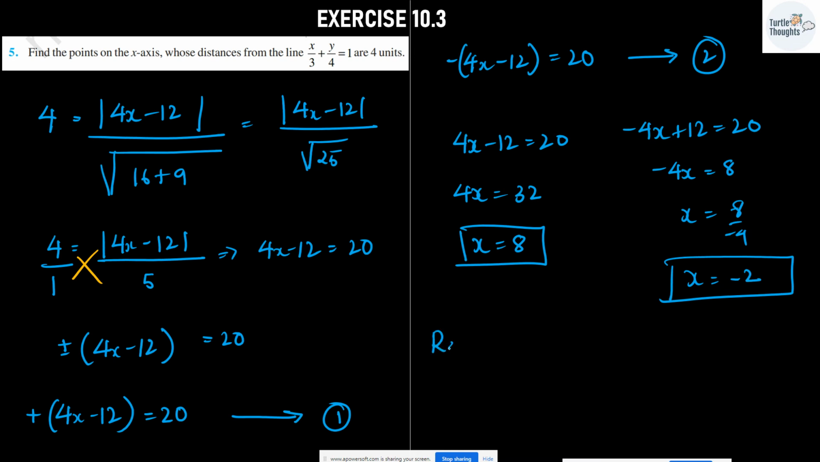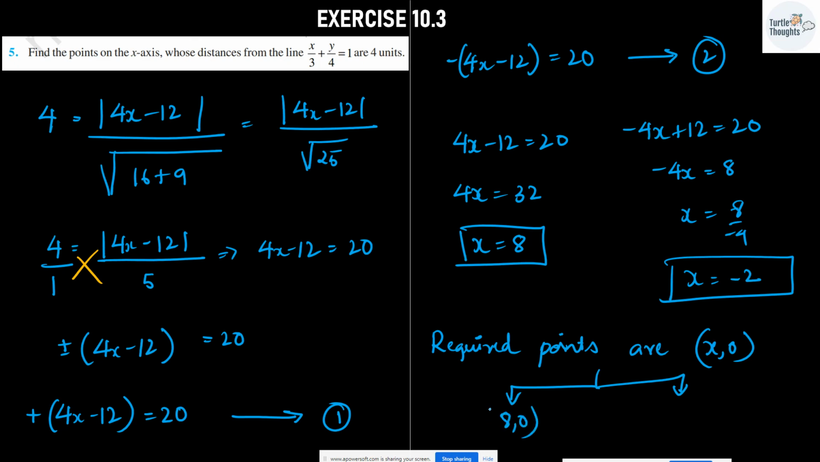Required points, you can write, required points are x comma 0. So the points can be 2 points. One of the points is 8 comma 0. The other point can be minus 2 comma 0.